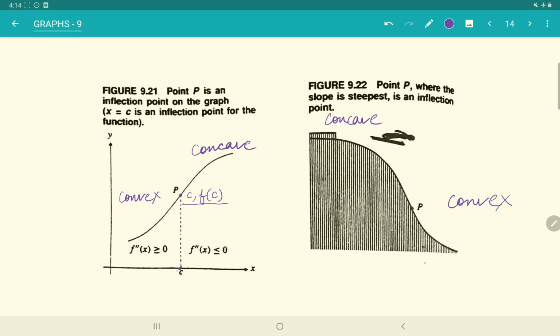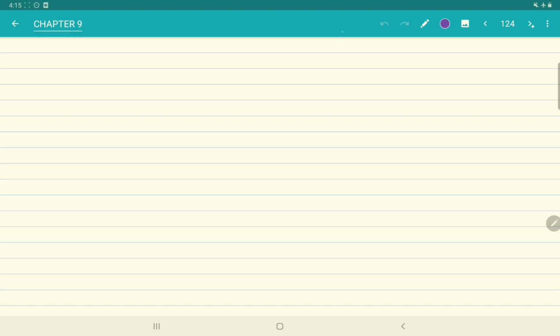This is the profile of a ski jump. Point P is the inflection point, and here we in fact see that the hill is steepest. Now let's take a look at the test for inflection points. So that's a very important point to note. Test for inflection points.